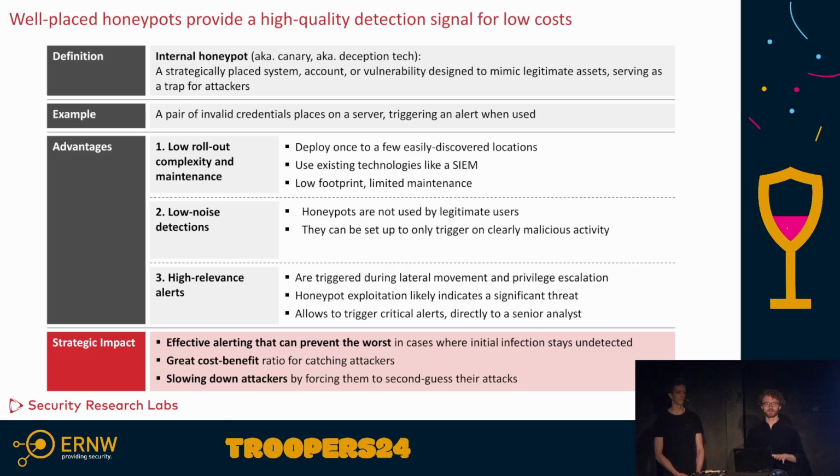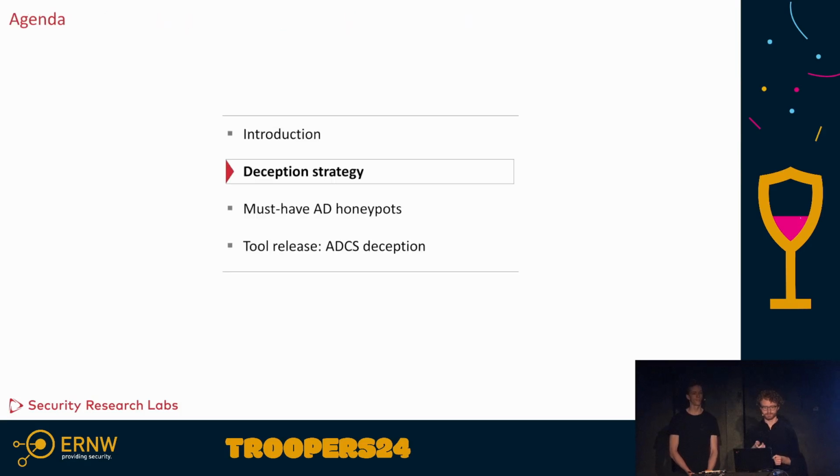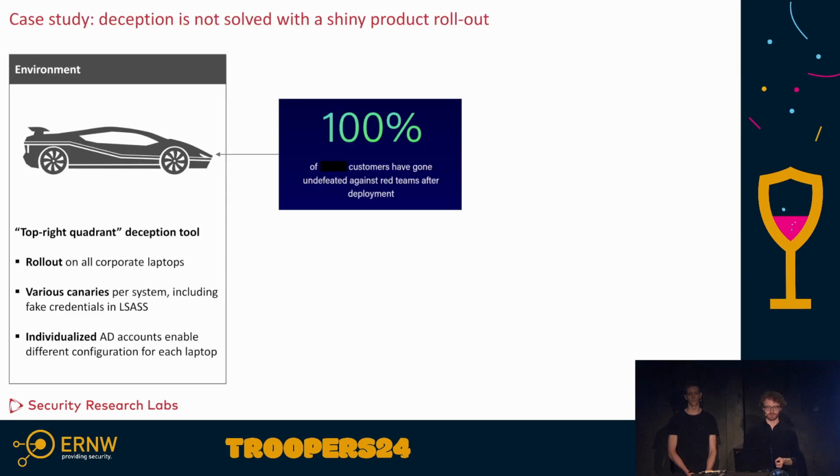So combining this together, we think that internal honeypots provide effective alerting to prevent the worst in cases where attackers make it into your network. They also have a great cost-benefit ratio, and even if attackers anticipate there are honeypots, they have to be super careful, and they will start doubting the real vulnerabilities as well. So even if they don't trigger them, because they're very careful, it slows them down. So this is why we think you should implement some deception strategy.